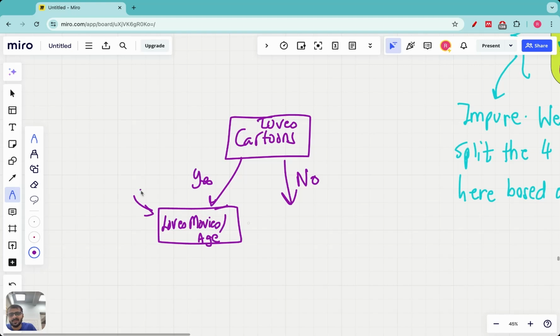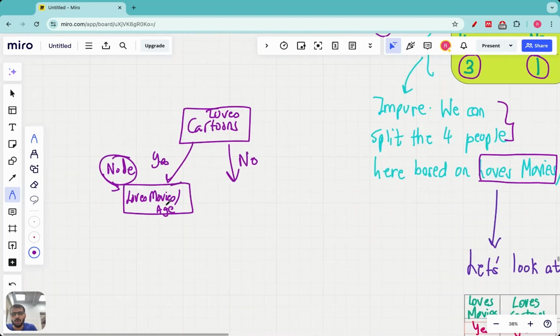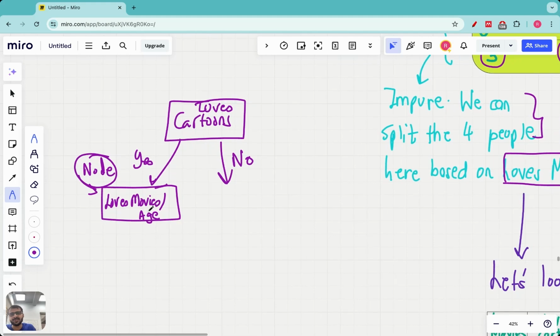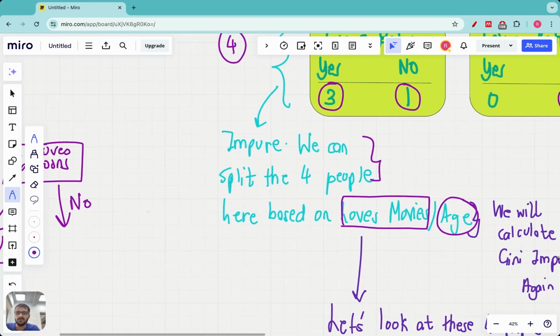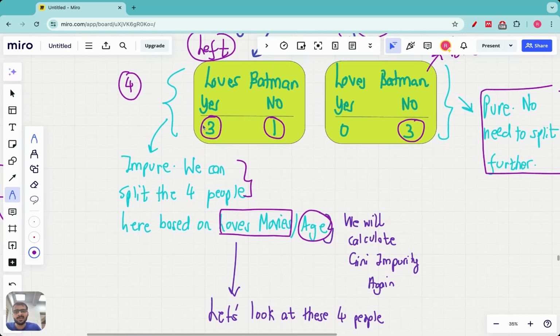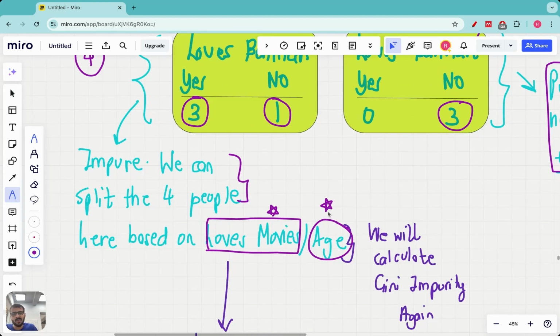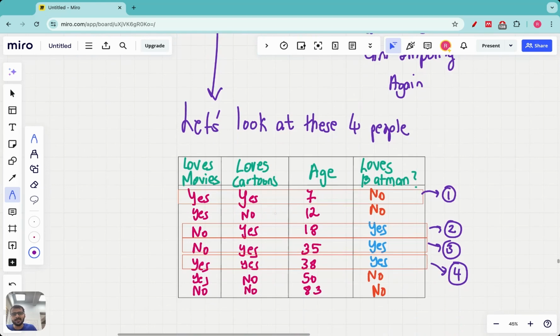So we have to decide what should come at this particular node over here. So this is an internal node, also called a branch. We need to decide what question to ask here. And like always, how to decide this? We will use the mathematical measure called Gini impurity. As I told you at the start of this lecture, if you are not aware of this terminology, there is a separate lecture in this series which is entirely devoted to understanding Gini impurity. So I would highly encourage you all to go through that. What we'll be doing is looking at these four people and computing the Gini impurity for the loves movies question and for the age. So let's see how to do that.